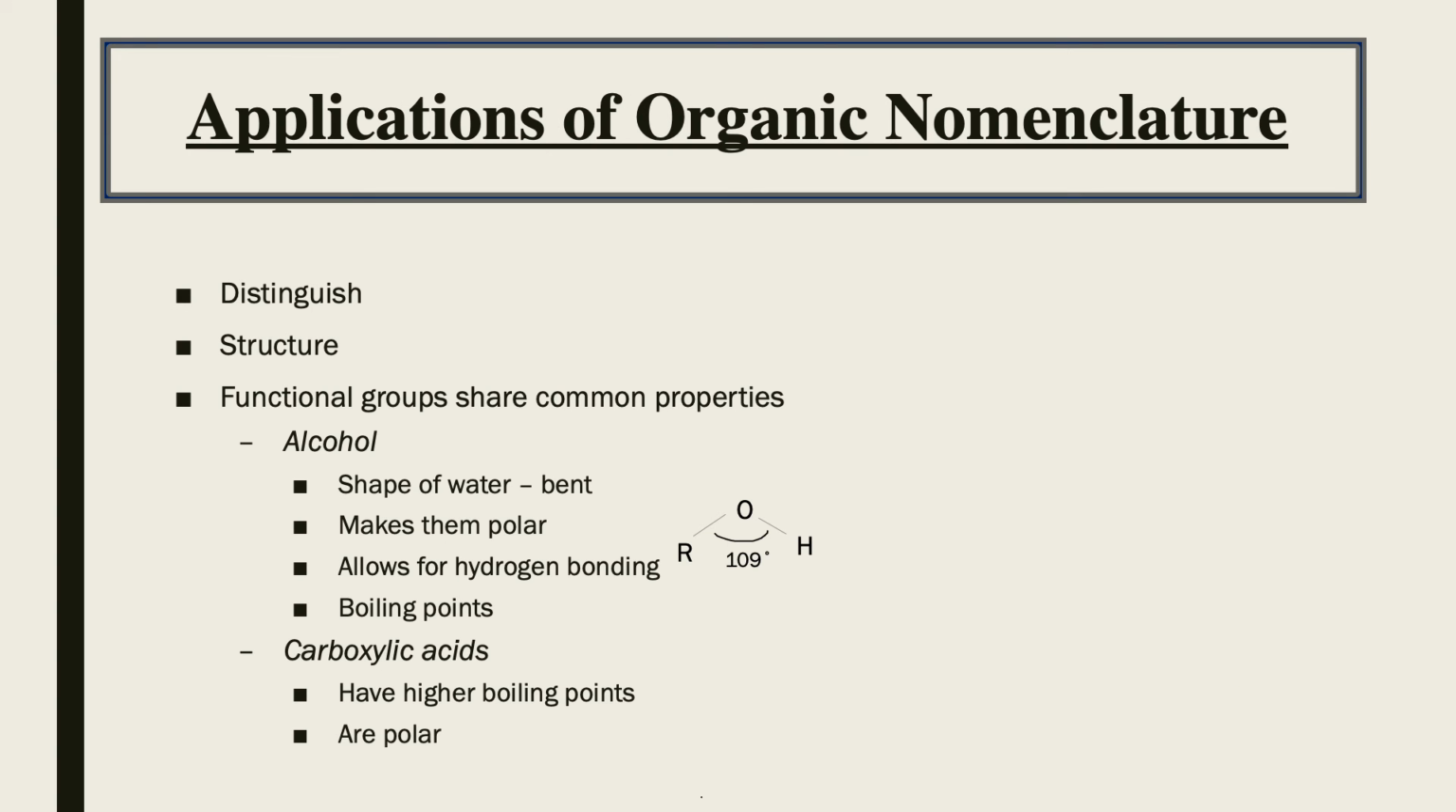Applications of organic nomenclature. So evidently they help you distinguish between different types of organic compounds while at the same time giving you the structure of the compound, and this is so important because, as I said previously, functional groups share common properties. So for example, alcohol has the shape of water, so it's bent, which makes it polar and allows for hydrogen bonding, which obviously affects the boiling point. And another example is carboxylic acids tend to have higher boiling points and are polar. And this is important for chemists and scientists because this way they have an idea of the compound that they're working with and how it'll react.